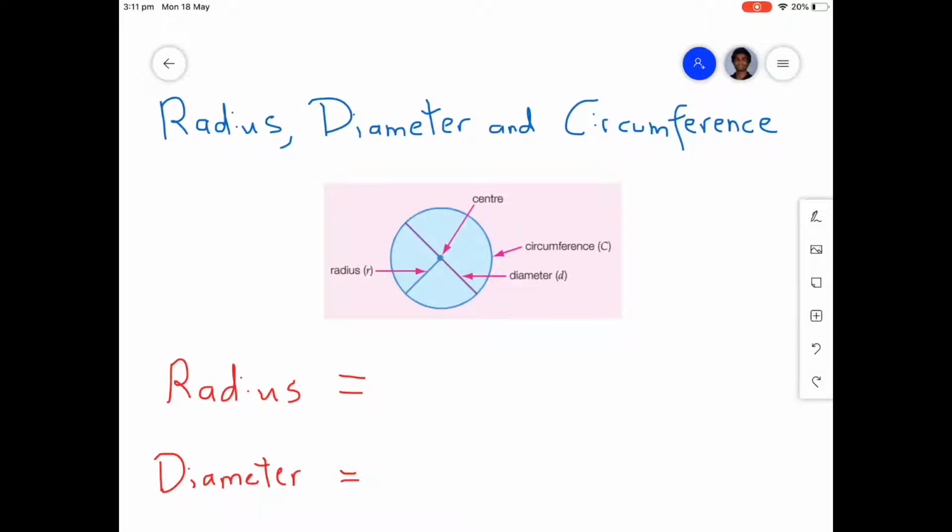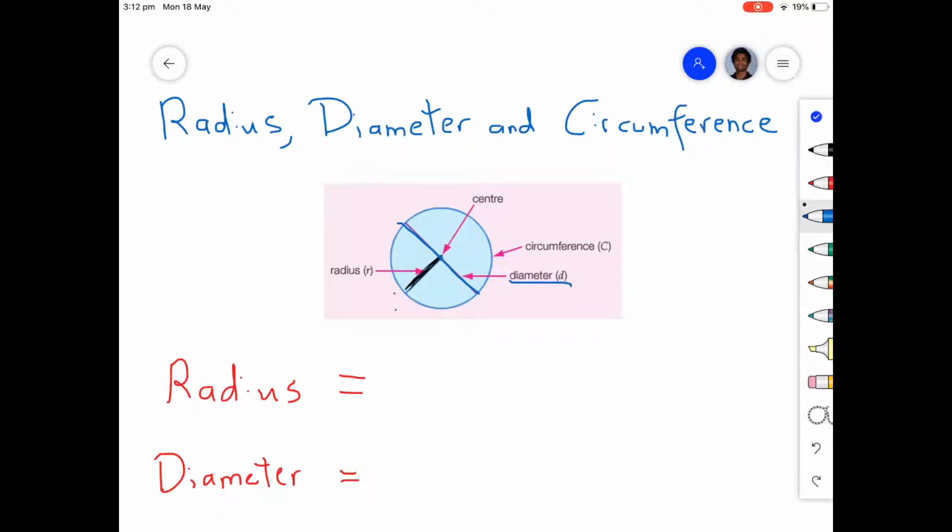So looking at this diagram here, we can see very clearly that the radius is this line from the center of the circle to the outside of the circle. So the radius is exactly halfway through the circle. When we look at the diameter, however, the diameter is all the way through from one end of the circle to the other, passing through the center. Now the diameter, you may have noticed, is exactly twice as long as the radius.